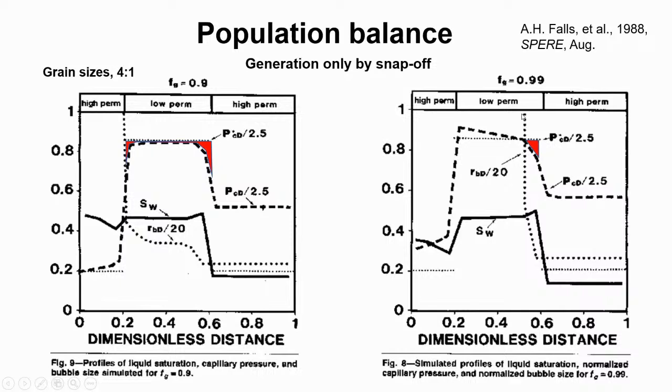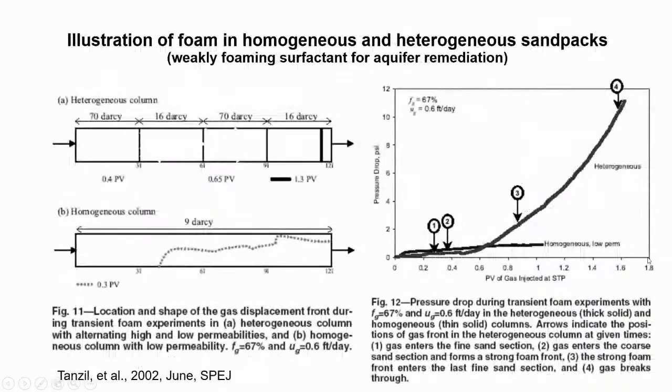The dotted curve is the bubble size. It goes from infinity and starts dropping once you start generating foam. Then once you exit the low permeability and get into high permeability, there's no longer any foam generation, so the bubble size stays the same.